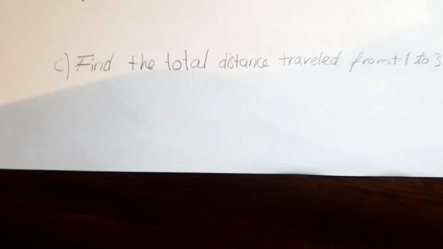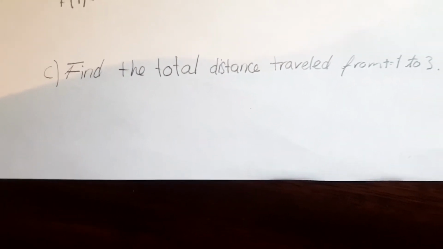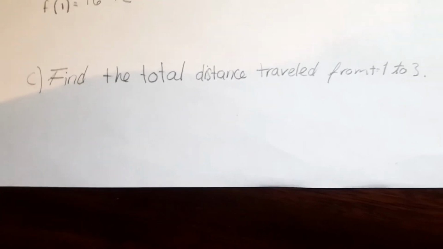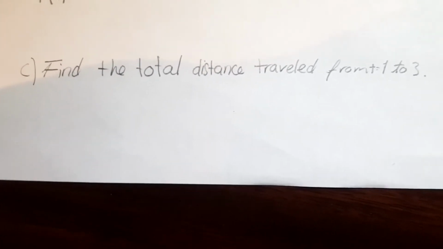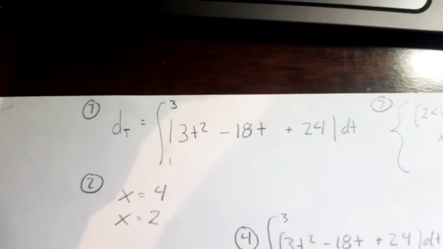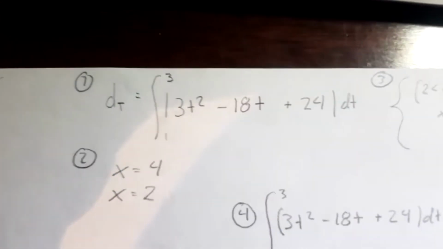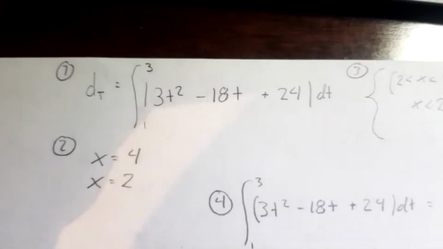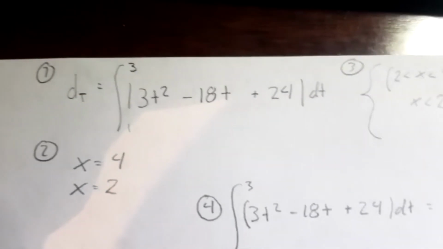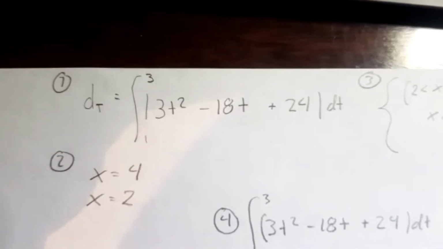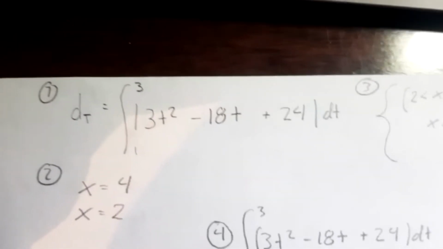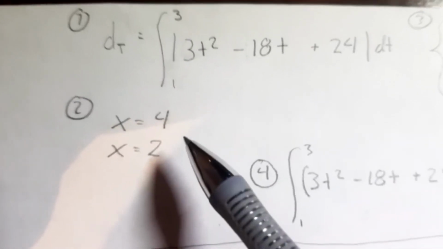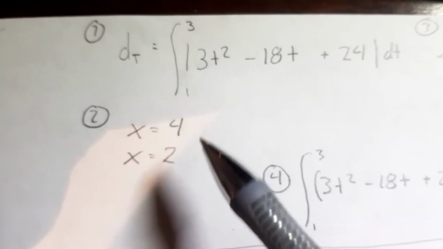Answer letter C, we need to find the total distance traveled from time equals 1 to time equals 3. This is the same as total displacement. We need to use the velocity formula we got before. We need to use it as an absolute value in order to get the total displacement. The total displacement is the area beneath the curve of the velocity formula. So the second step is to get the zeros. In this case they will be 4 and 2.